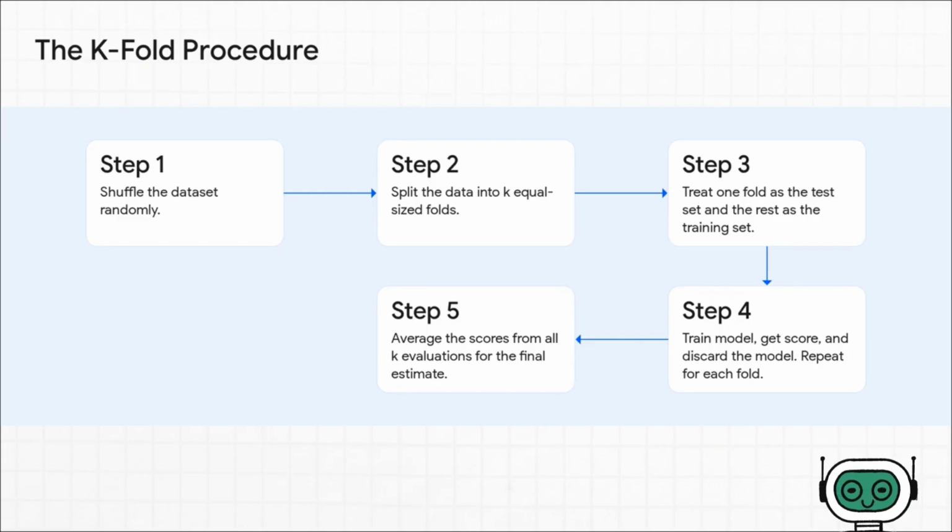Okay, here are the steps. It's a really systematic process. Step 1, you shuffle your dataset randomly. You don't want any pre-existing order messing things up. Step 2, you split that data into K equal size chunks or folds. Step 3 is the loop. For each fold, you're going to treat it as the test set, and all the other K-1 folds become your training set. Step 4, you train a brand new model on that training set, you test it on your holdout fold, and you save the score. And this is super important, then you throw that model away. Its job is done. Finally, step 5, you just average the scores you collected from all K runs. That average is your final, much more reliable performance estimate.